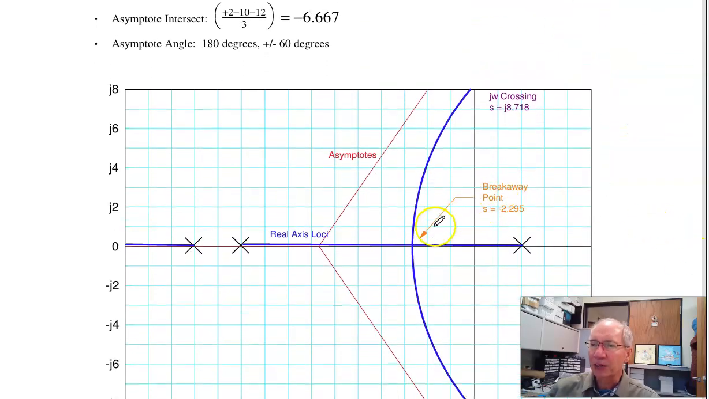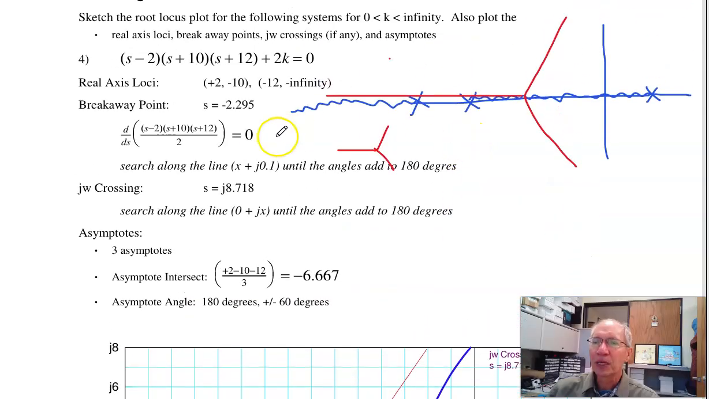Trying a little bit more accurately, right here. The j omega crossing. I almost have to do a numerical search. At what point on the j omega axis do the angles add up to 180 degrees? That's a numerical problem. I just do a search. Keep searching until the angles add up to 180. Winds up being j 8.718.